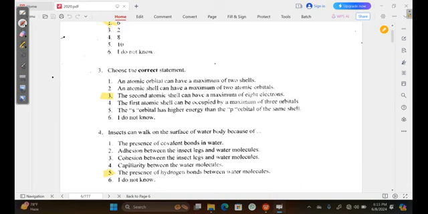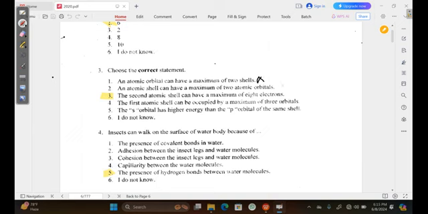So here we're going to work with our substitution method. This statement is saying an atomic orbital can have a maximum of 2 shells. This statement is actually against the law of the shells and orbitals, because orbitals are contained within a shell and not an orbital containing shells. So this was reversed, and therefore it doesn't qualify to be our answer.